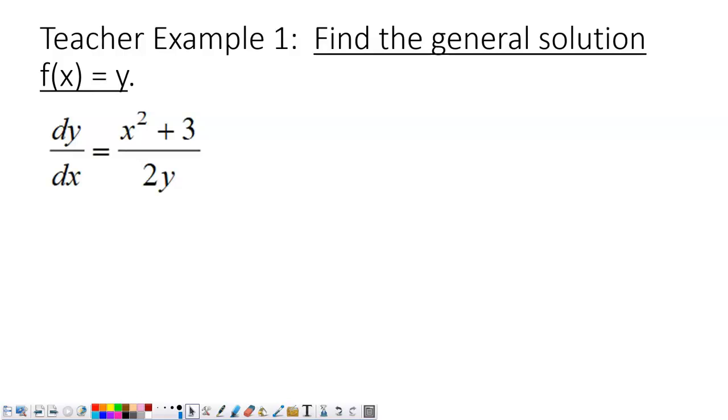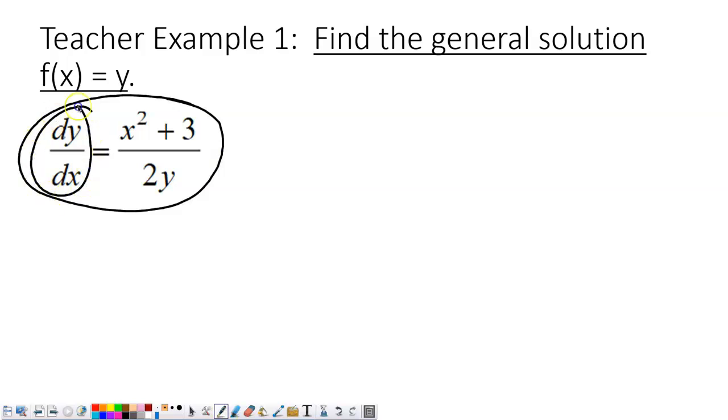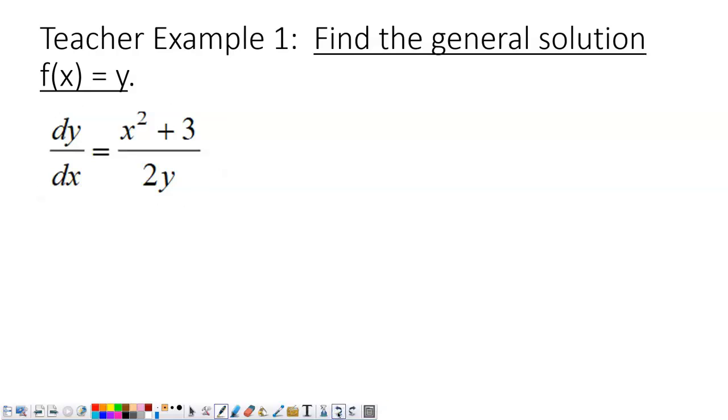All right, so this is a differential equation. What is a differential equation? A differential equation is an equation where you have a derivative as part of the equation. So this is a differential equation. Furthermore, it's an implicit differential equation because we have a y value as part of the equation itself. Okay, so this is an implicit differential equation, and we need to know how to integrate these.